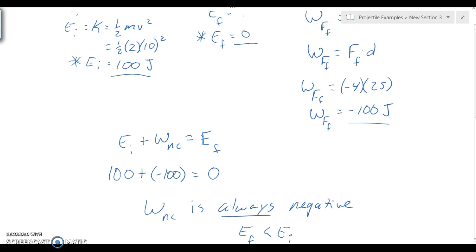Okay, all right, that sets up the non-conserved work. Now let's look at the next example and apply this to a more complex problem.